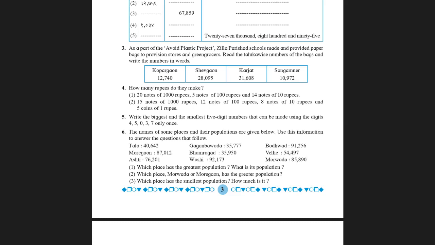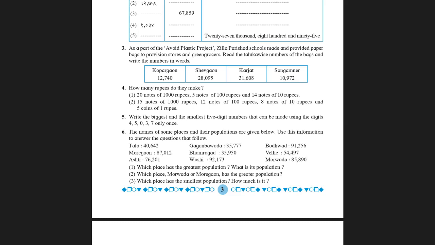Next question. Which place, Morwada or Moregaon, has a greater population? Look at both these places. Moregaon is 87,012. Morwada is 85,890. Which is bigger? Is it 87,012 or is it 85,890? Same as I told you, start from the 10,000s place. That's 8 in both the places. Go to the next number, 7, and here it's 5. That means 87,012 is greater than 85,890 and therefore Moregaon has a greater population.